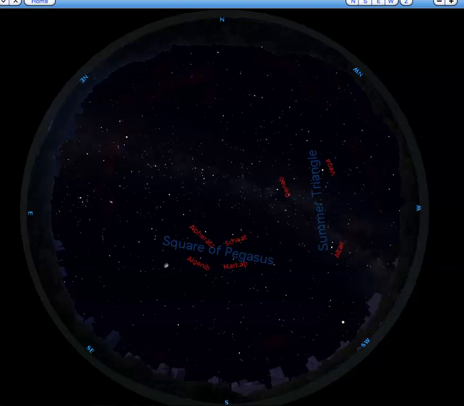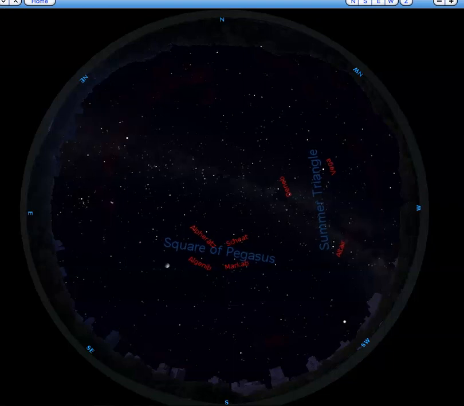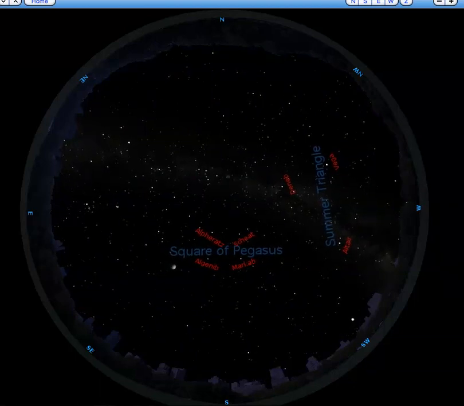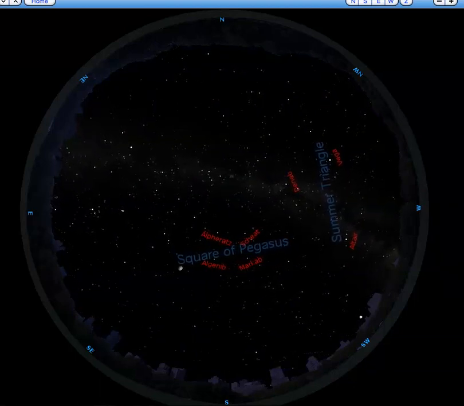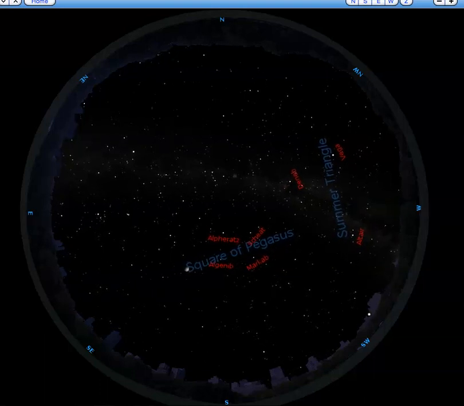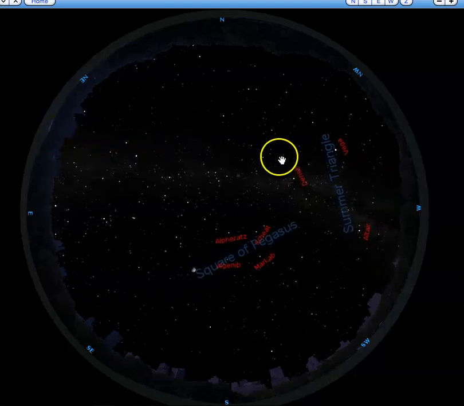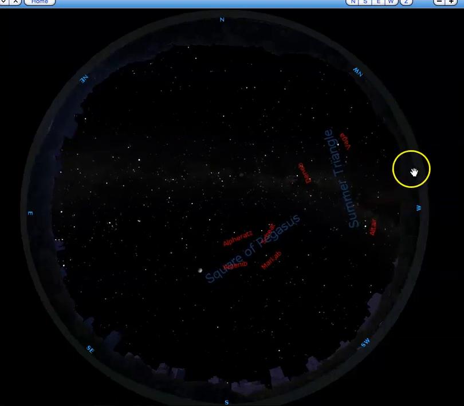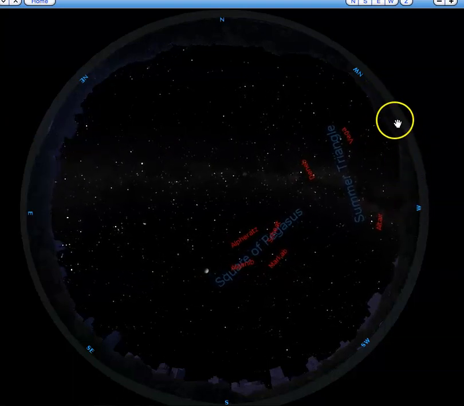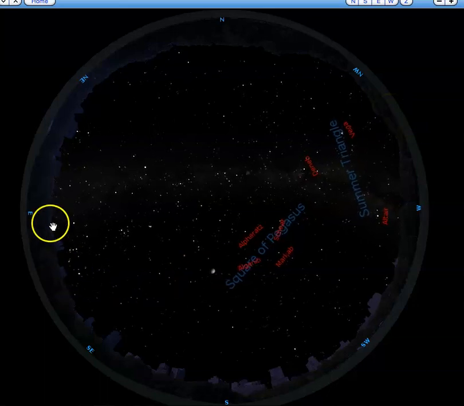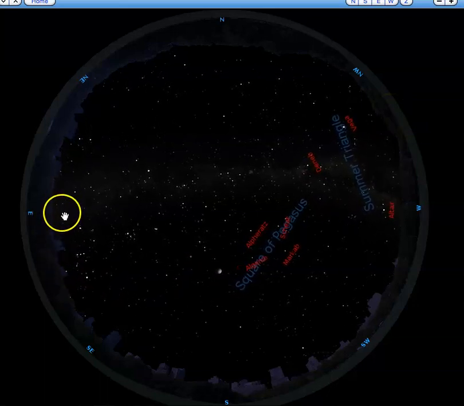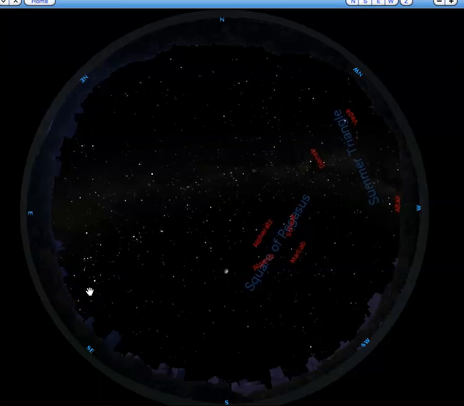Now, watch what happens when we start the Earth rotating. I'm going to be rotating the Earth much faster than it rotates in real life so that we can see what happens to these asterisms. The stars appear to move. Notice, some stars are setting in the western horizon. New stars appear in the eastern horizon.